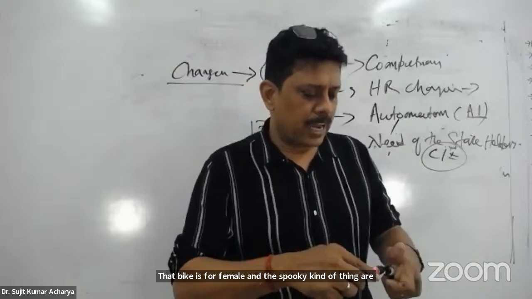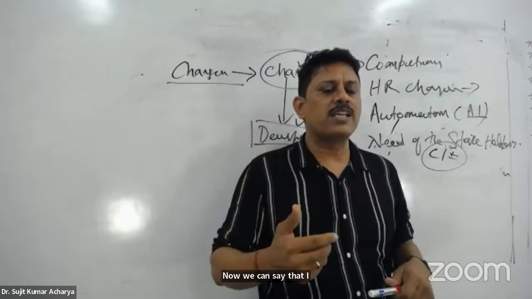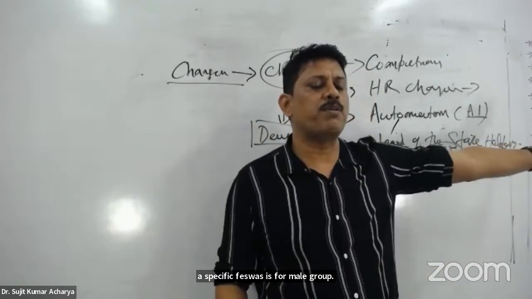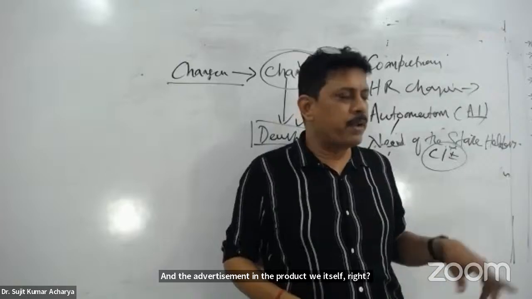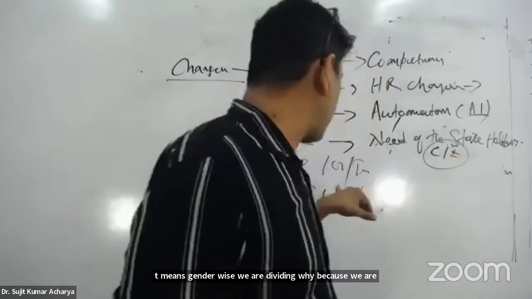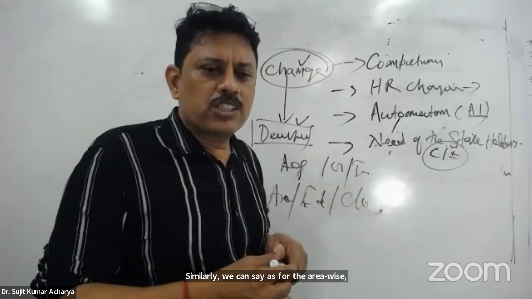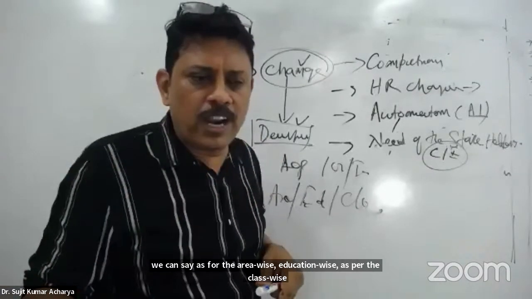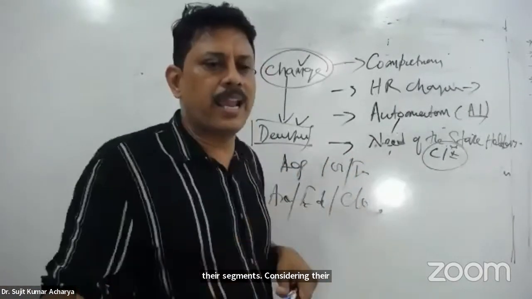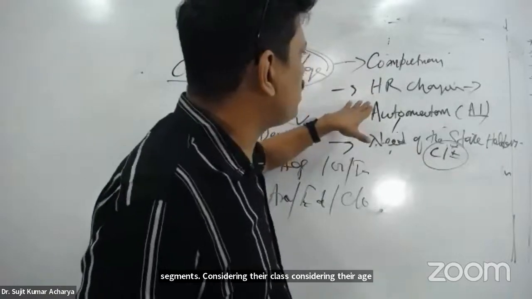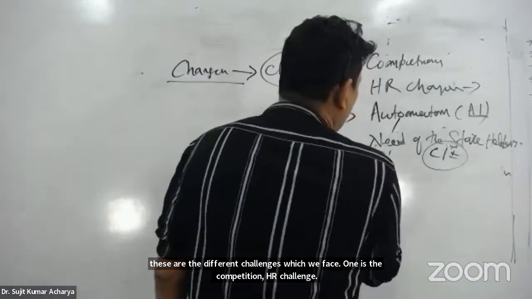Now I was going through an advertisement where a specific face wash is for the male group and a specific face wash for the female group. And in the advertisement, on the product itself, we write that. That means gender wise we are dividing. Why? Because we are there to fulfill the need. Similarly, we can say area wise, education wise, class wise. So the needs are to be fulfilled considering their segments, their class, their age. So these are the different challenges which we face. One is competition, HR challenge, automation, need of the customer, and need of the stakeholder.